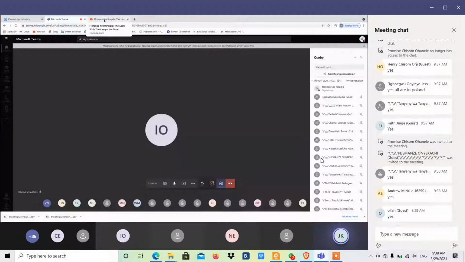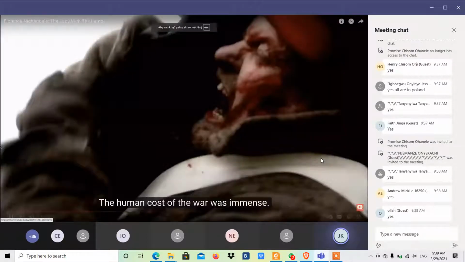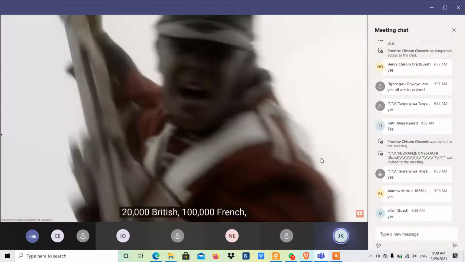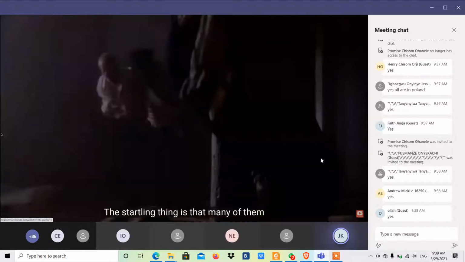The cost of the war was immense. 20,000 British, 100,000 French, and well over 500,000 Russians died. The startling thing is that many of them didn't die in battle. Most of them actually died of disease and neglect.